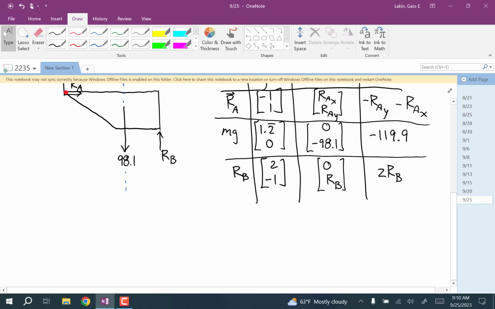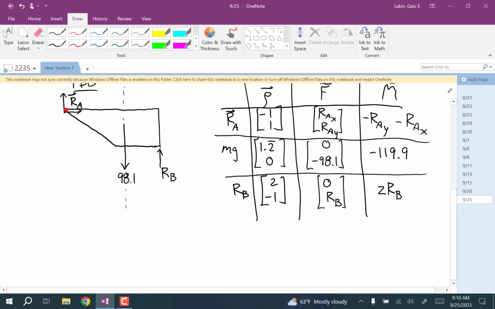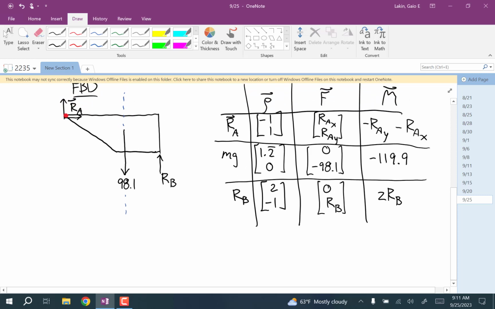Yes? I'm a bit confused for the rho vector for RA. Shouldn't it be 0, 0? Yes, thank you. You are right. That is the whole reason that you put the about point at one of those forces. Okay, so that's 0. Thank you.